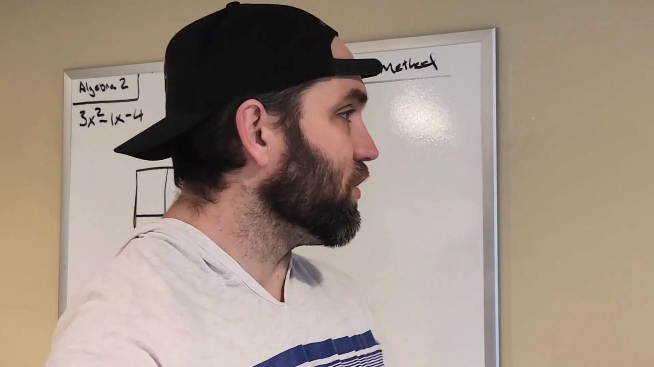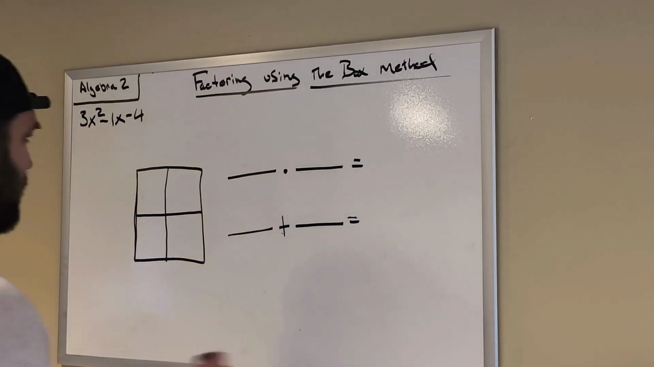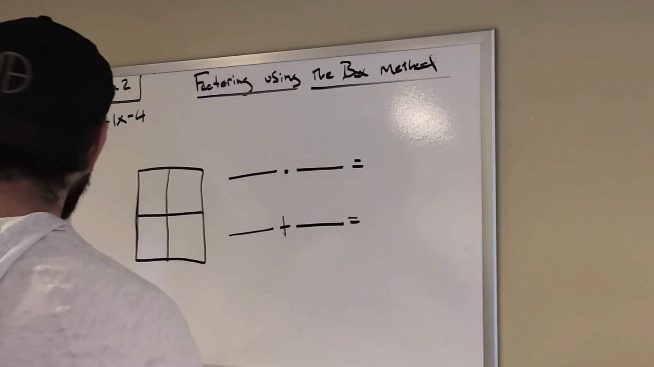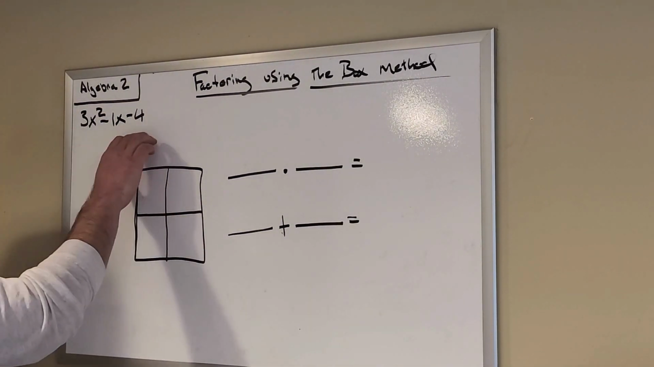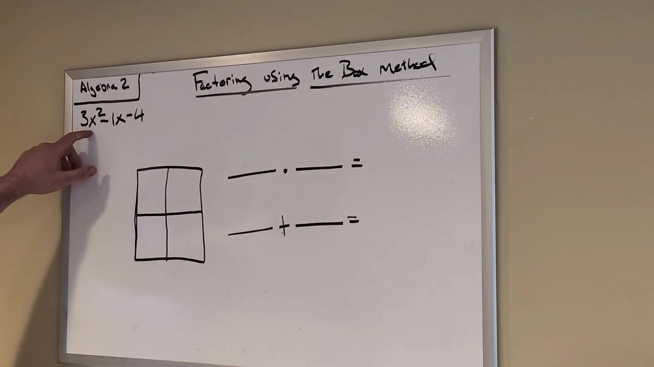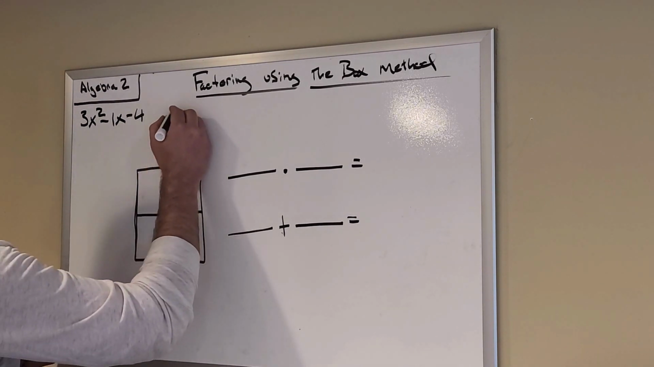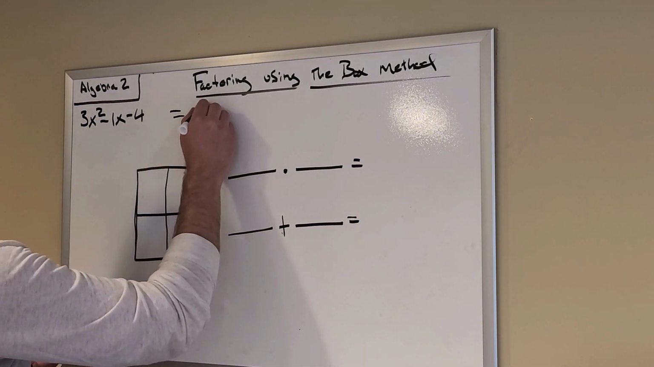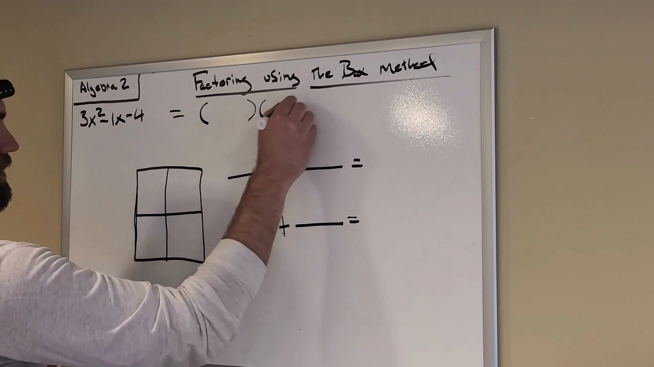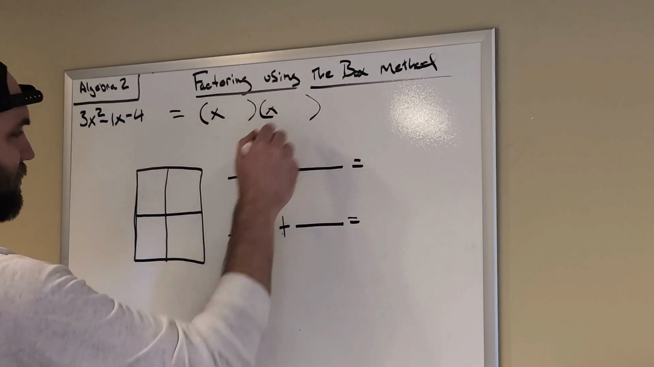Other than that, let's get started on factoring using the box method. So basically what we're looking for is to factor an equation. My equation is in this form over here: 3x squared minus 1x minus 4. And we want to make it into a form that looks like this: this piece times that piece, with an x in each, plus or minus.